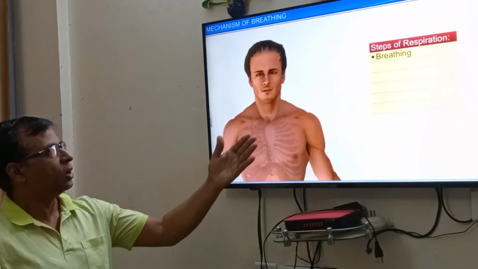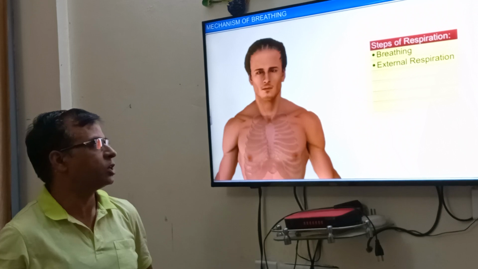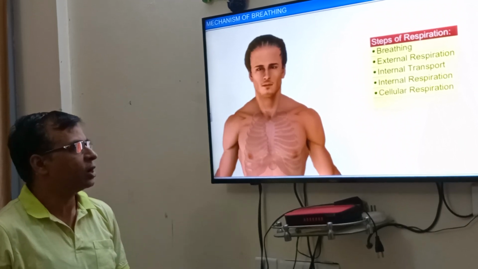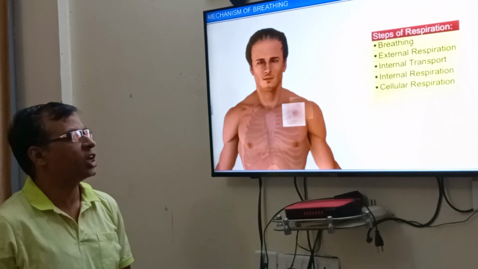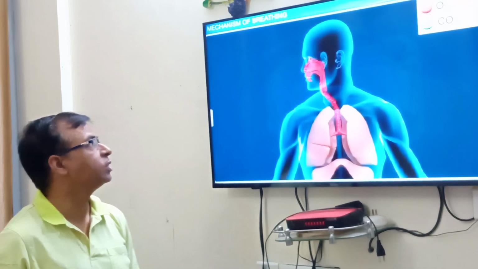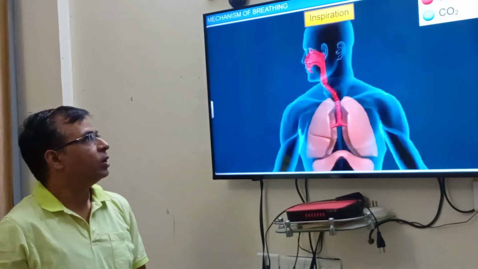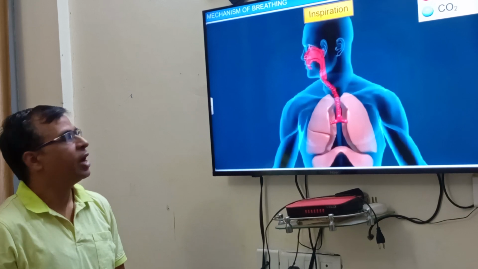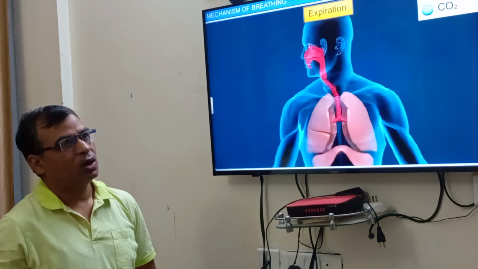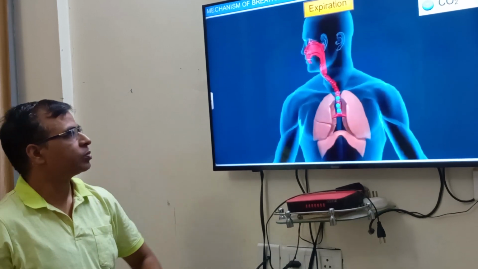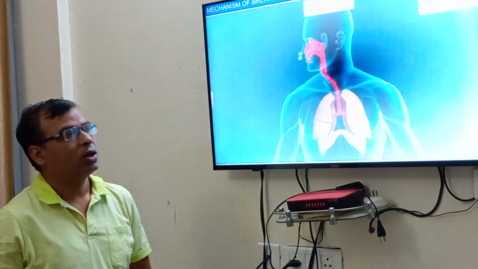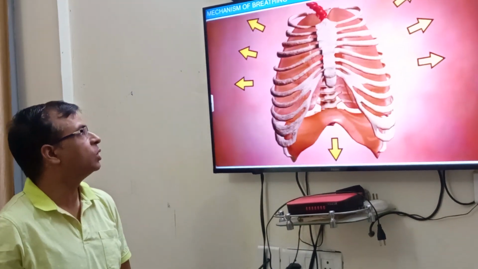So these are the different steps of respiration: breathing, external respiration, internal transport, internal respiration, and cellular respiration. There are five steps of respiration. First is breathing. It consists of inspiration and expiration. In inspiration, we take the oxygen gas inside, and during expiration, we exhale the carbon dioxide.